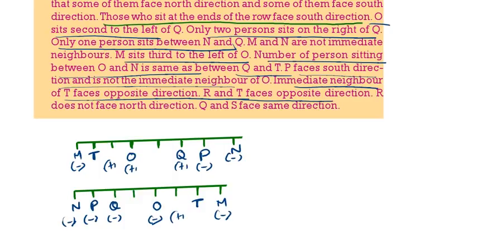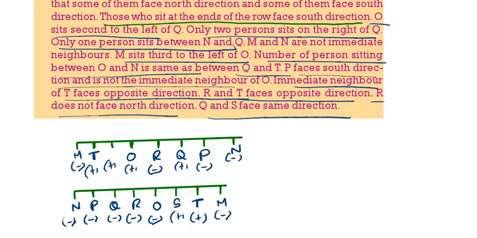Then R and T face opposite direction and R does not face north direction. So R faces south direction, and R and T are opposite. Here R is minus, so T should be plus. Here we will get S. R minus, so T will be plus.